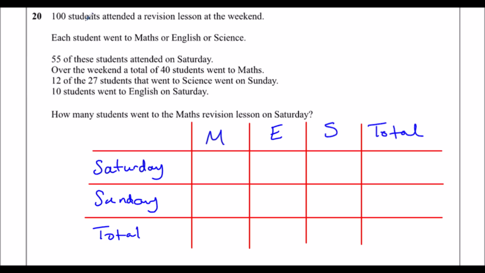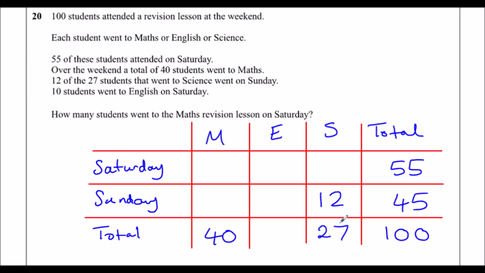So let's fill in the table. 100 students in total. 55 on Saturday, which means 45 on Sunday. 40 went to maths. 12 of the 27 that went to science went on Sunday. So 27 went to science, 12 on Sunday, which means 15 on Saturday. 10 went to English on Saturday.